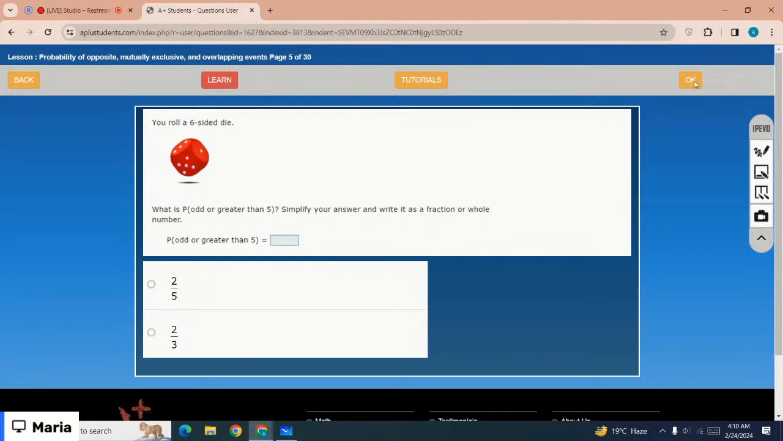The next one is, you roll a six-sided die. What is the probability of odd or greater than 5? So which is the correct option?